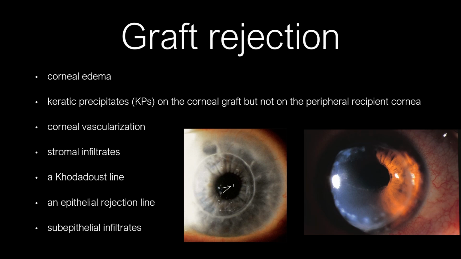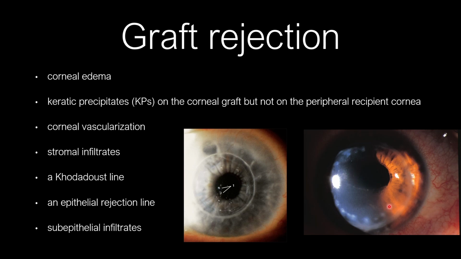Corneal neovascularization, stromal infiltrates, a Khodadoust line, which is basically a lining up of those KPs, and an epithelial rejection line, as well as subepithelial infiltrates. So Dr. Fintelman is pointing out that Khodadoust line that's very classic for rejection. So if you see that, that is not a detachment or anything like that. As you can see, it's a very well demarcated march of KPs just in one line. But it is similar in the sense of this area is clear and this area is foggy.